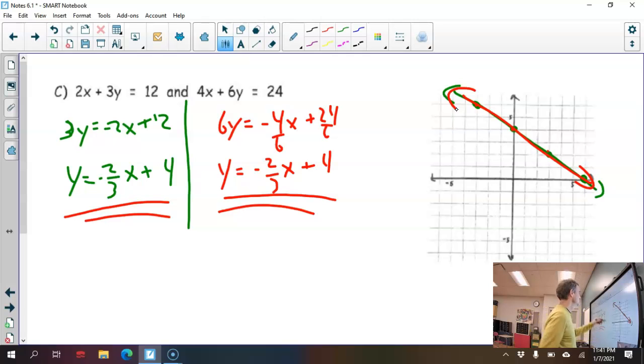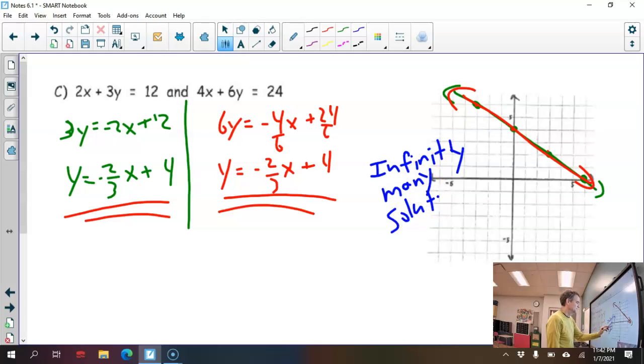What does that mean? Well, right, the solution to the system is any point that both equations have in common. And these guys have lots of points in common. The solution here is actually infinitely many solutions.